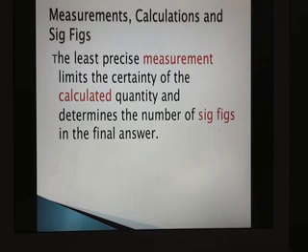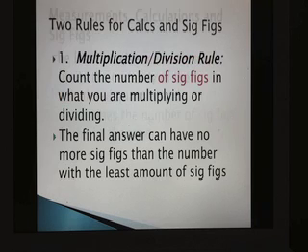Again, the least precise measurement is what's going to be limiting the certainty of our calculated quantity. And that's going to determine how many sig figs we report in our answer. Remember, calculators aren't smart enough to know about significant digits. They're going to give you a lot of numbers, and a lot of them we don't want in our answer.